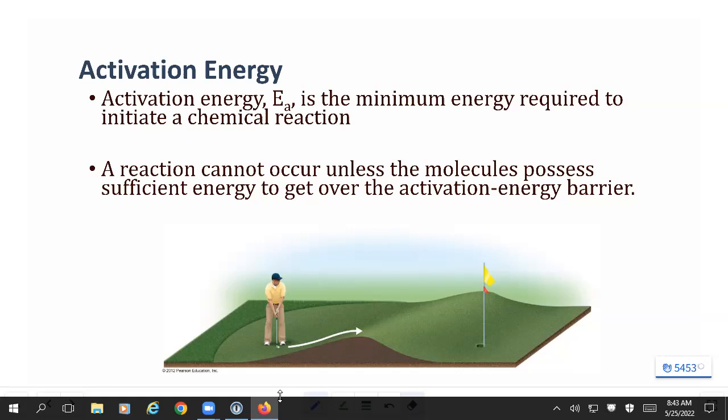So that's what we need to look at. That's what we need to think about as far as a reaction is concerned. We've got to climb that hill. We got to get over that hump. If we don't get over that hump, the reaction isn't going to happen.